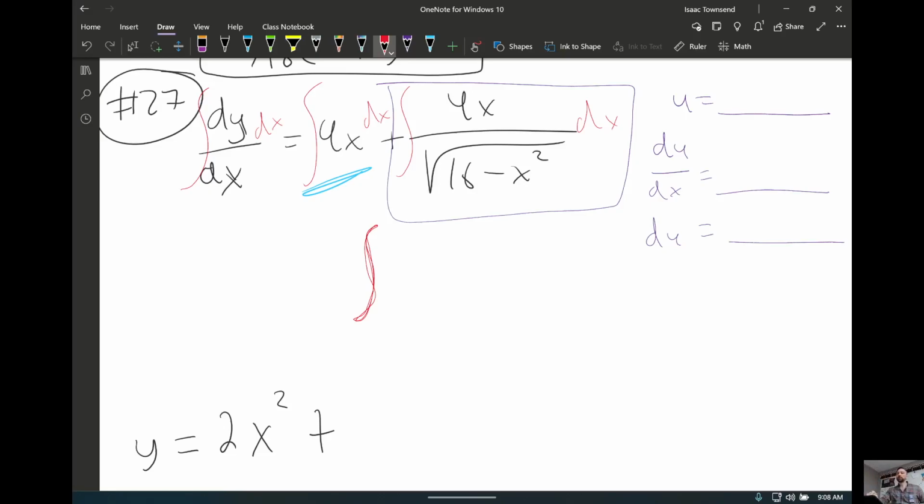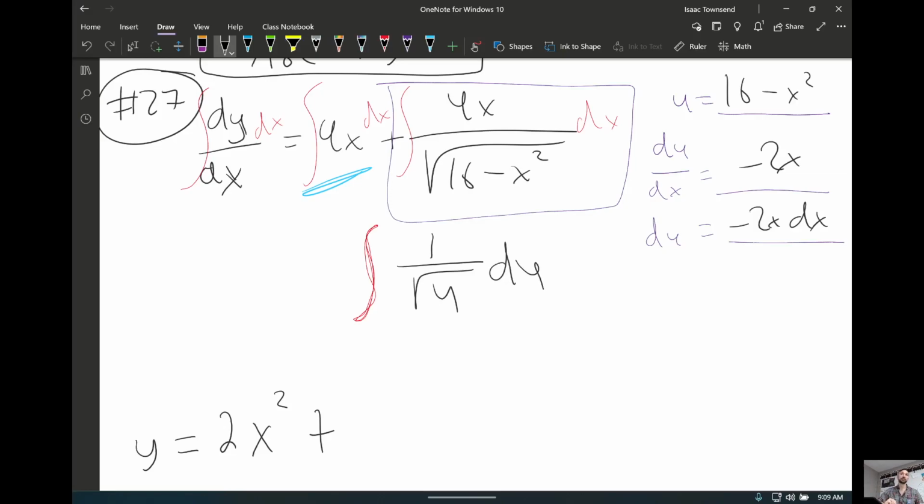Okay, what was u? 16 minus x squared. Okay, so somebody else, the next step, du dx would be negative 2x. And so du would be, keep going, du would be... Okay, you started to substitute this stuff. Instead of saying over the square root of this, you should have said over the square root of u. And since this is u, you just slapped a du there. Is that what you did? I hope not, because it's not correct.